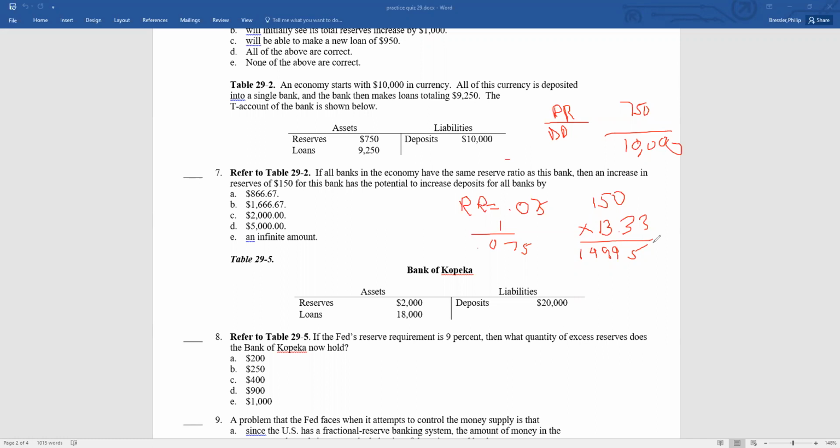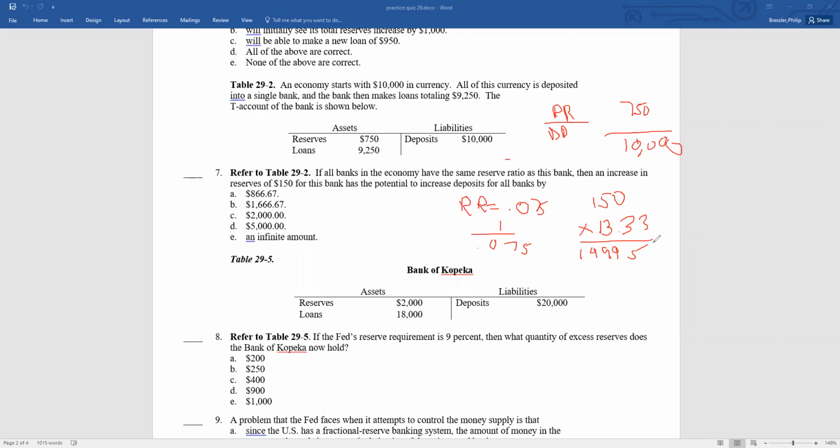They then tell me that there's an increase in reserves of 150 for this bank. So this bank has an additional 150 of reserves. Since the required reserves are already put in, the 750 for the 10,000, and they didn't talk about any increase in deposits, and the only time I take money and put it in required reserves is if deposits increase, I'm going to just take that 150 and times it by the multiplier.